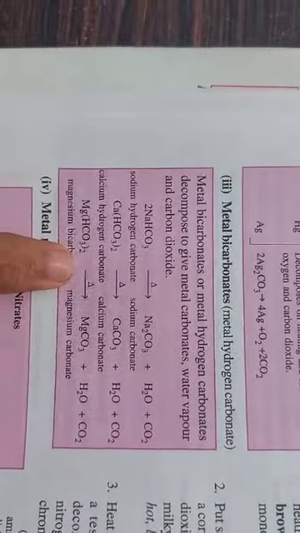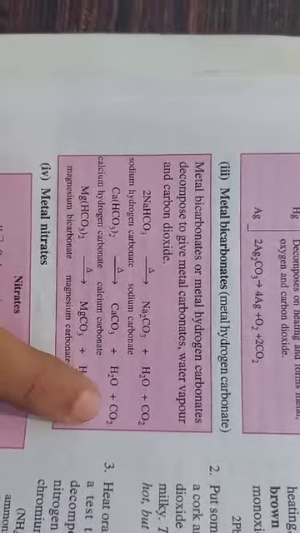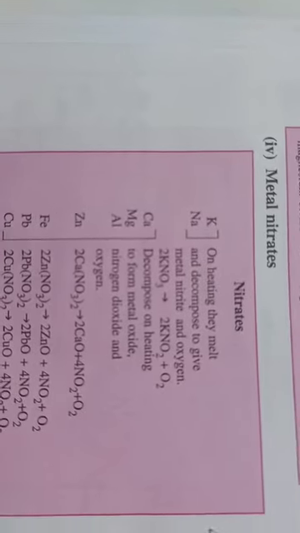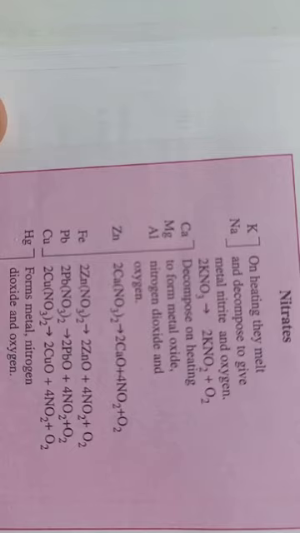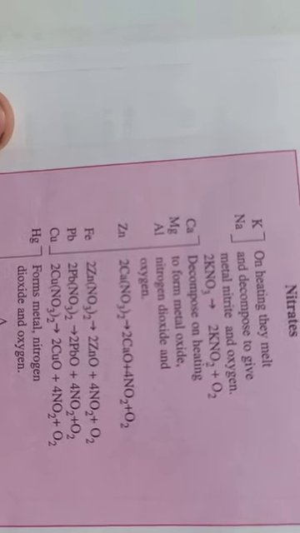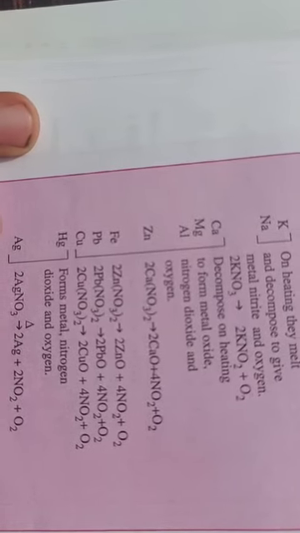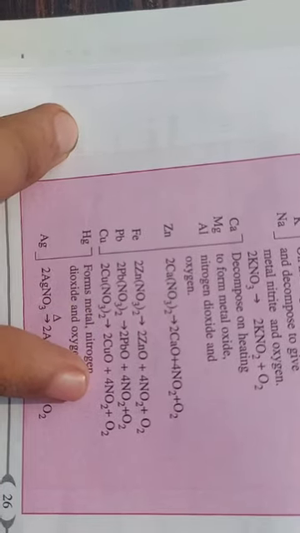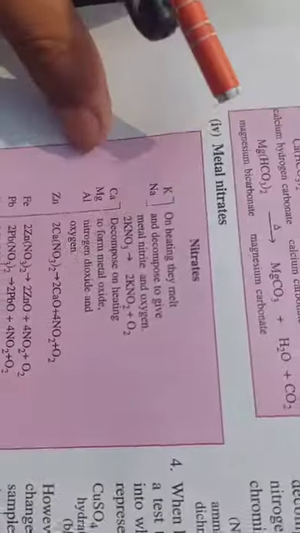Here three reactions are given, where the metal carbonate, water vapor and carbon dioxide are formed. Now similarly the metal nitrates are also given. They decompose to give the metal nitrite and O2 is evolved. In the further reaction it gives the metal oxide, then nitrogen dioxide and oxygen. So these are a few examples and charts of the particular elements.